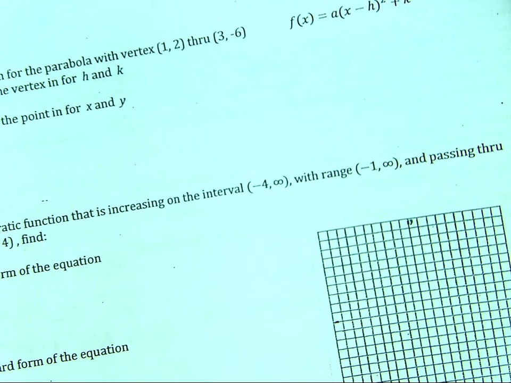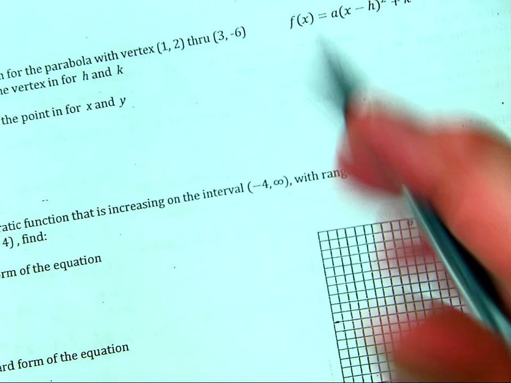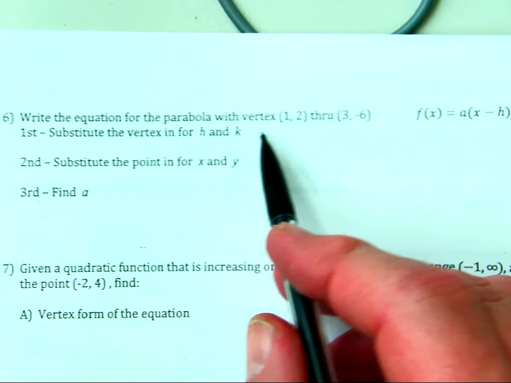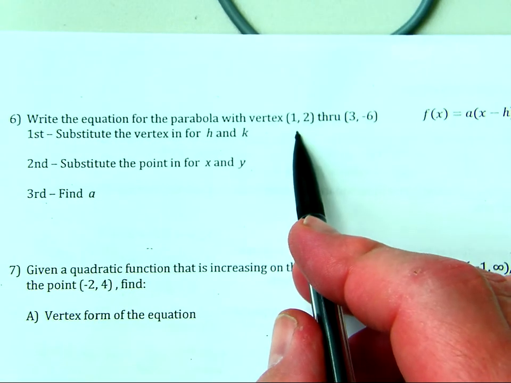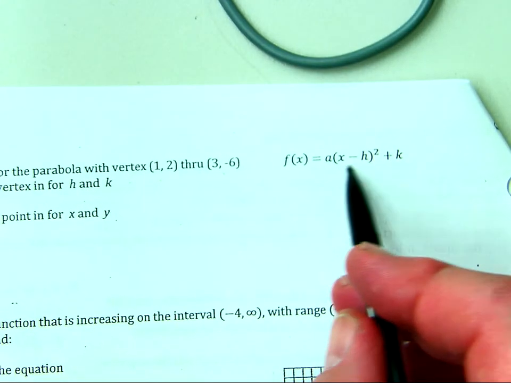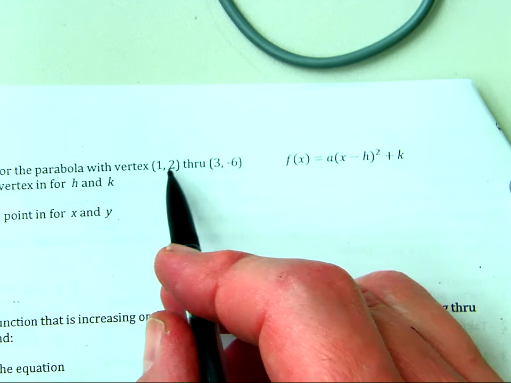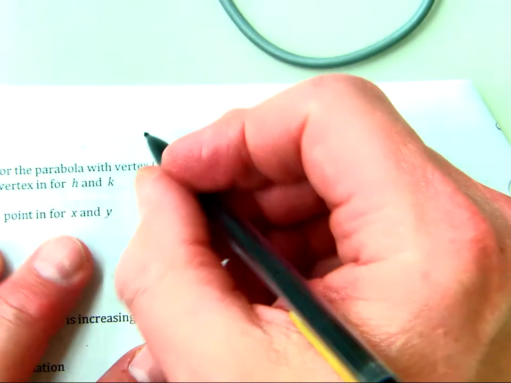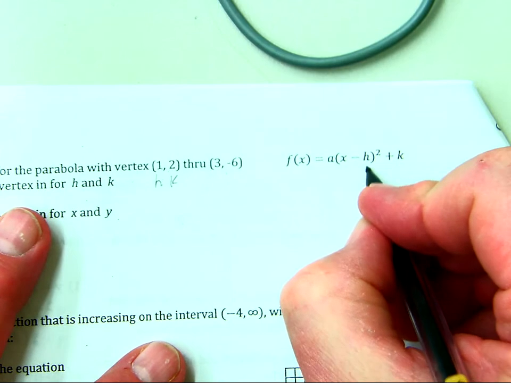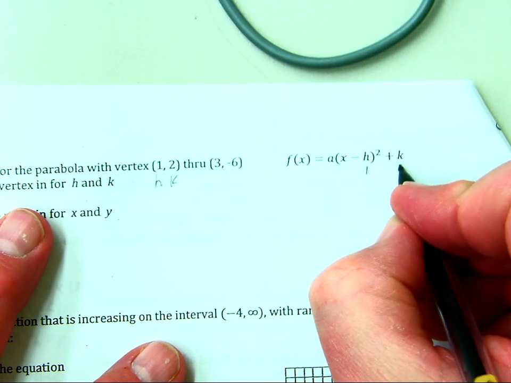Okay, 3 more. Here, they give us some information. It says we have a parabola. Its vertex is 1, 2. It goes through the point 3, negative 6. So we want to find the equation. Well, here's our general form in vertex form. We use that because they told us the vertex. Well, the vertex, that's our h and k. So let's plug those in. We can plug 1 in for h. We can plug 2 in for k.